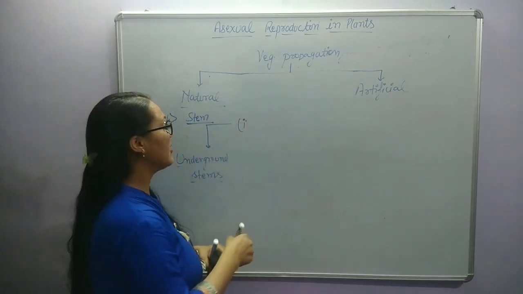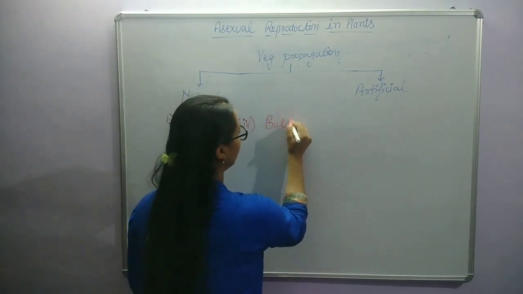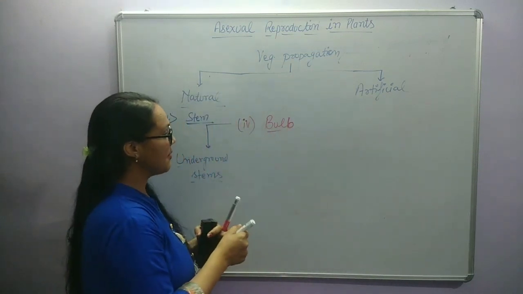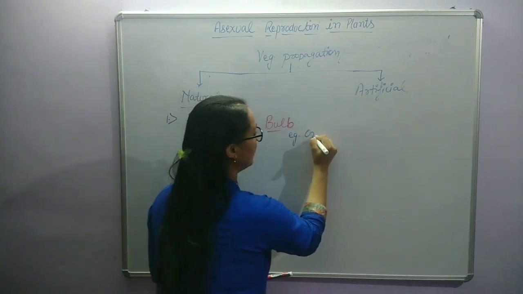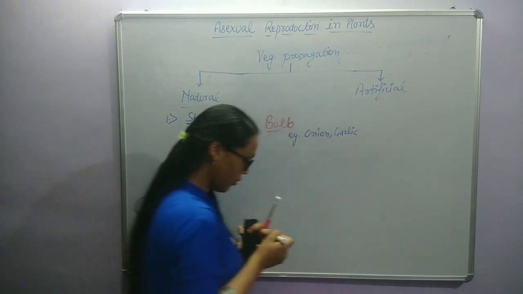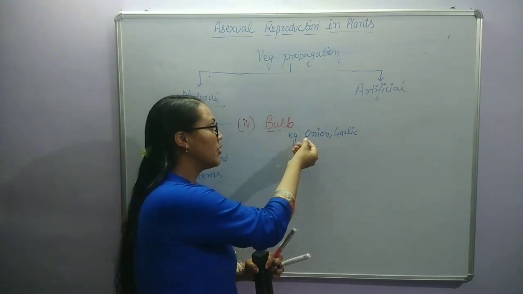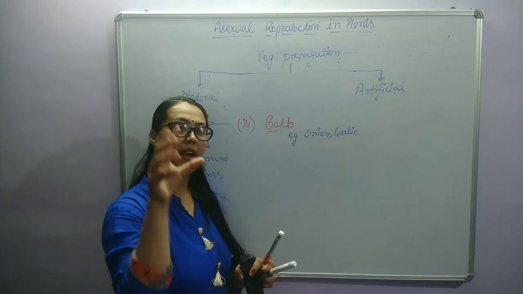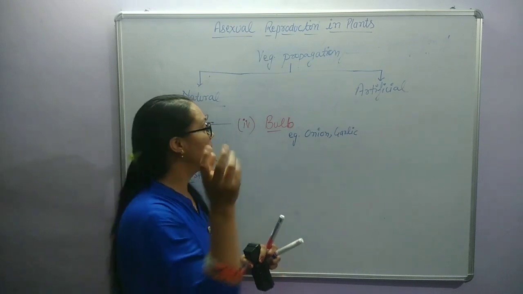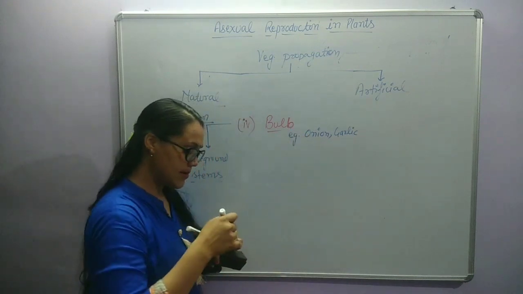Next, in the category of underground stem comes the bulb. Bulb example here is onion and garlic. In onion and garlic both, there is a very small reduced stem. You must have seen roots coming out from that reduced stem, and the whole shoot is condensed into that small bulb, and this small bulb can give rise to a new plant. In case of onion and garlic, bulbs are formed.